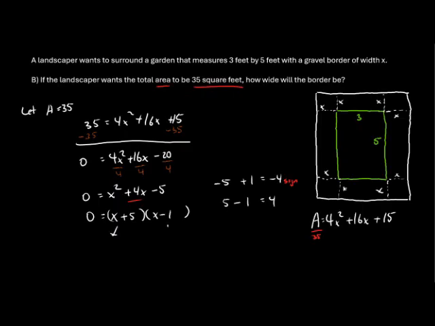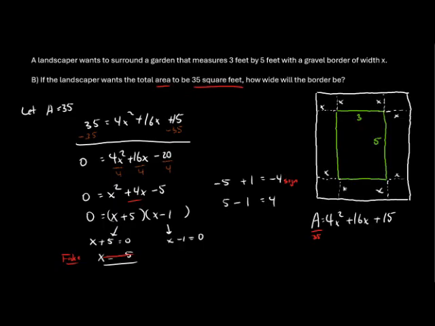If we split this into two pieces, we'll have x plus 5 equals 0 and x minus 1 equals 0. If we solve x plus 5 equals 0, we'll end up with x equals negative 5. However, in a real-world problem, we cannot have negative distance. Therefore, this is a fake solution. We must use only positive numbers when we're dealing with real-world objects.